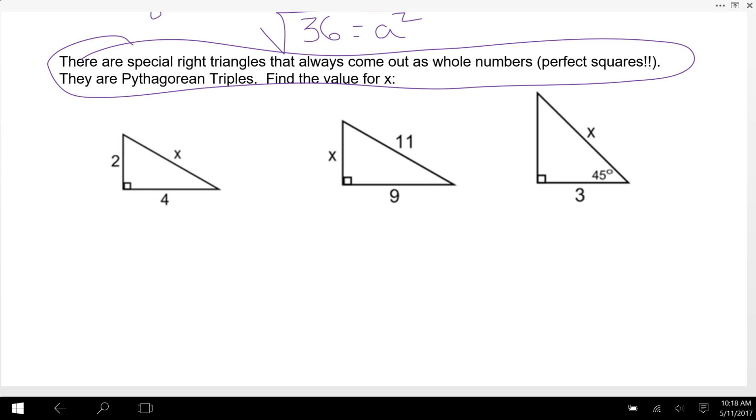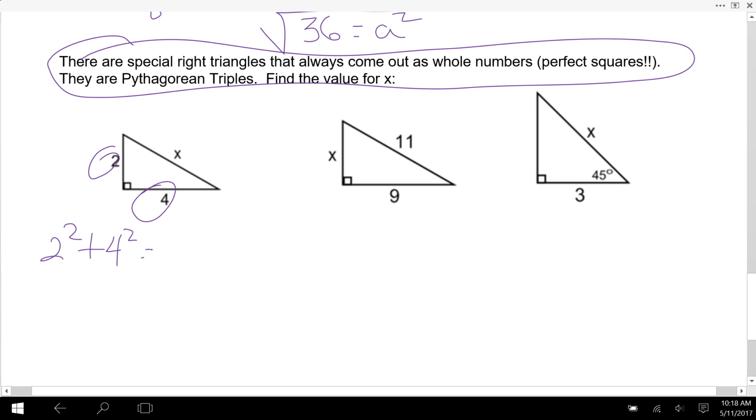If I'm looking for x, I am obviously squaring my sides. So I have 2 squared plus 4 squared equals x squared. X squared equals 4 plus 16, which is 20. I'm going to take the square root and I get x equals the square root of 20, which is on our paper, x equals 2 square root 5.